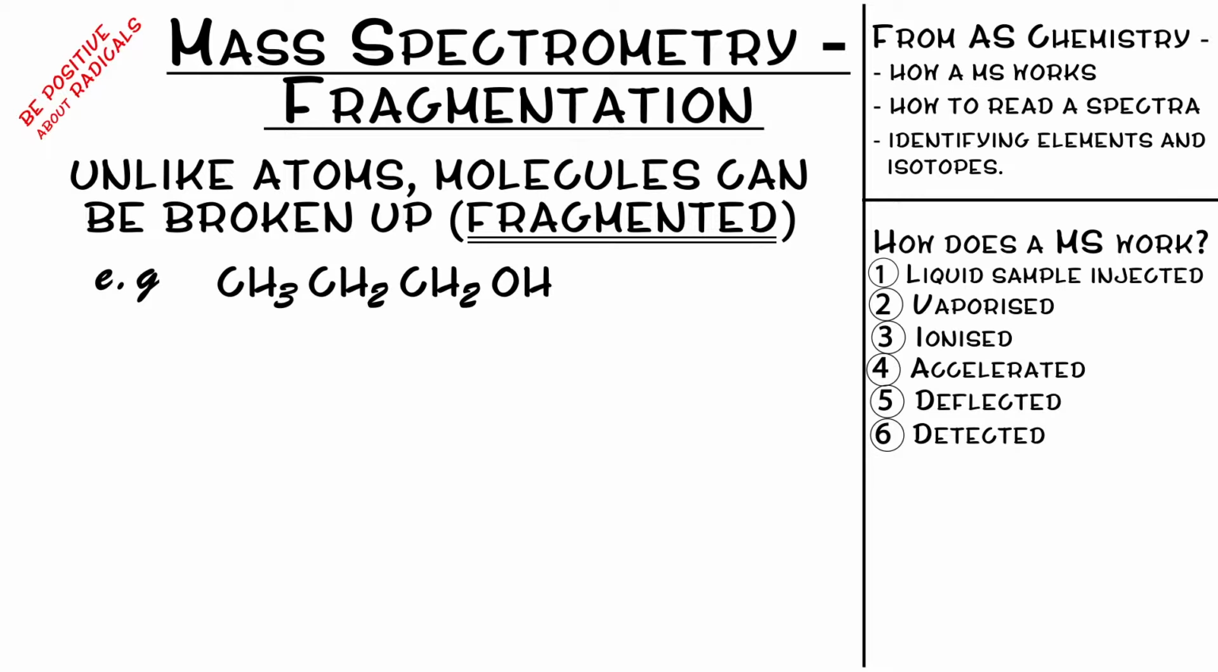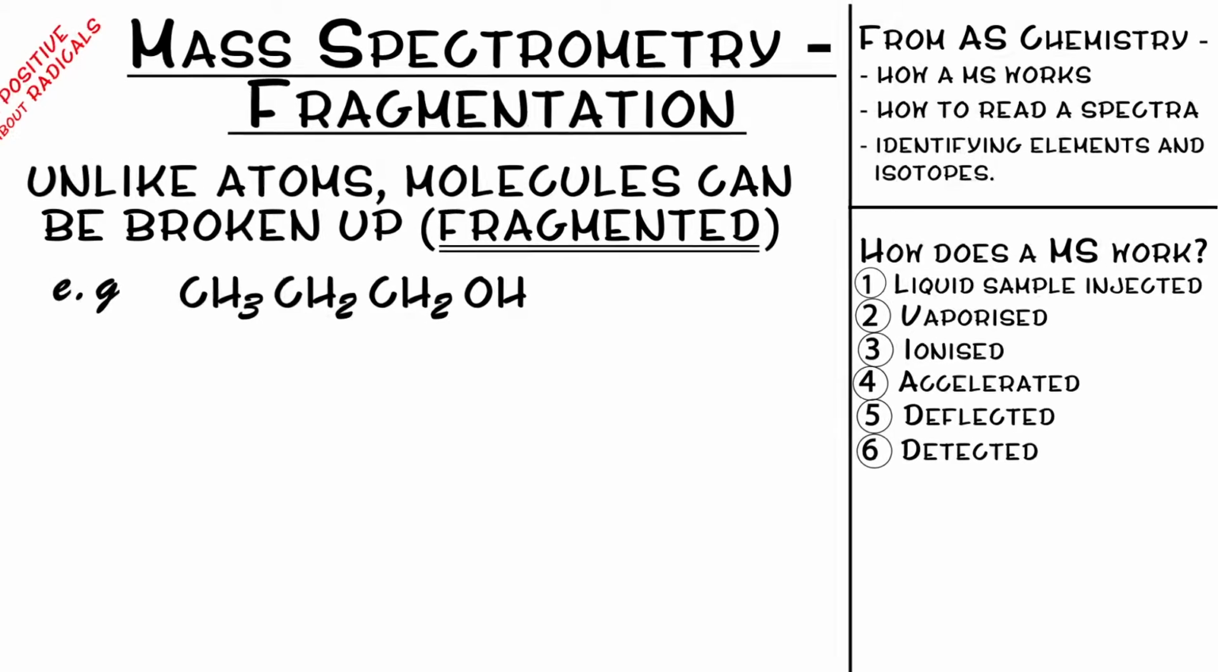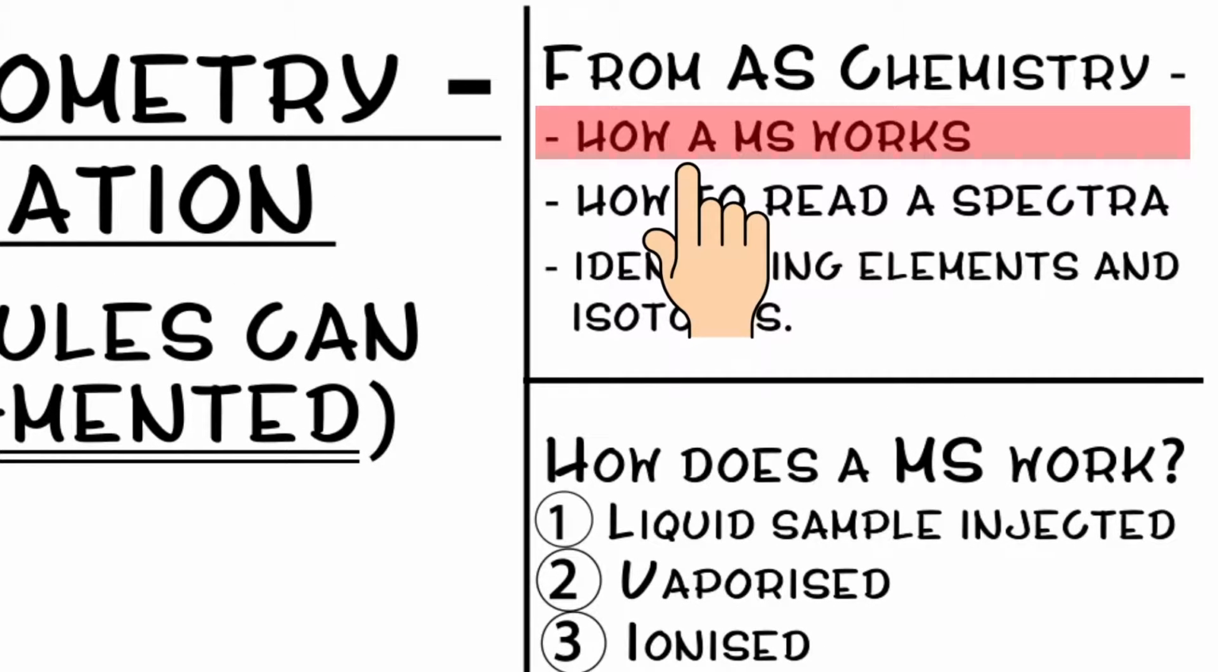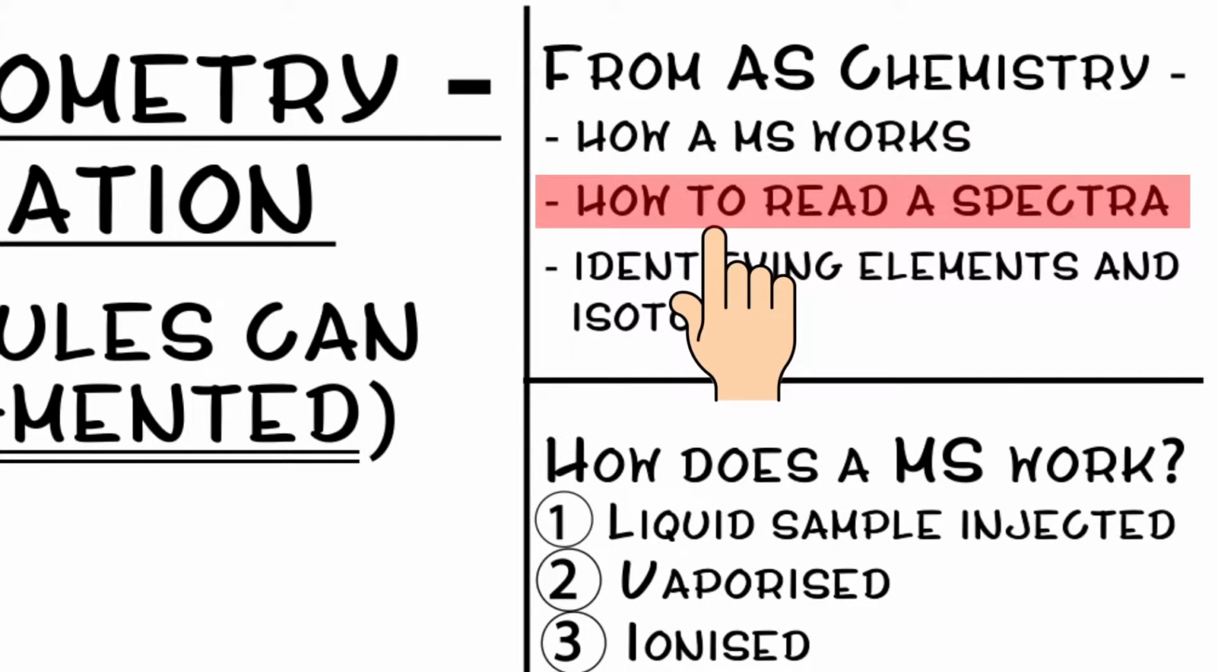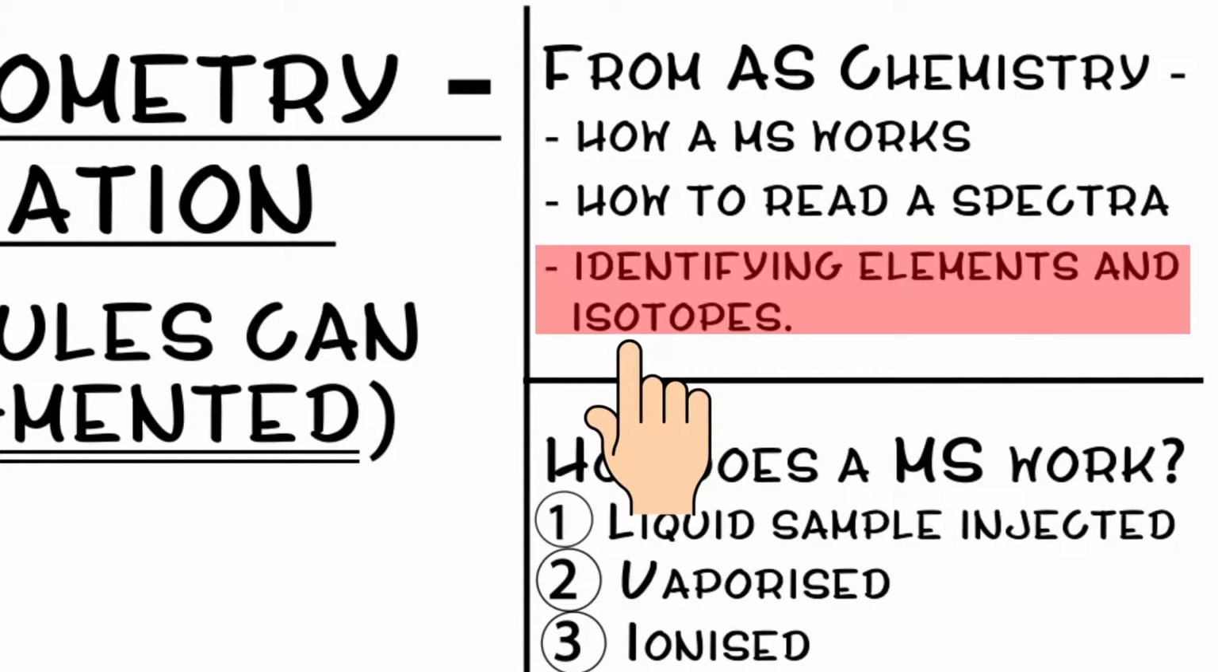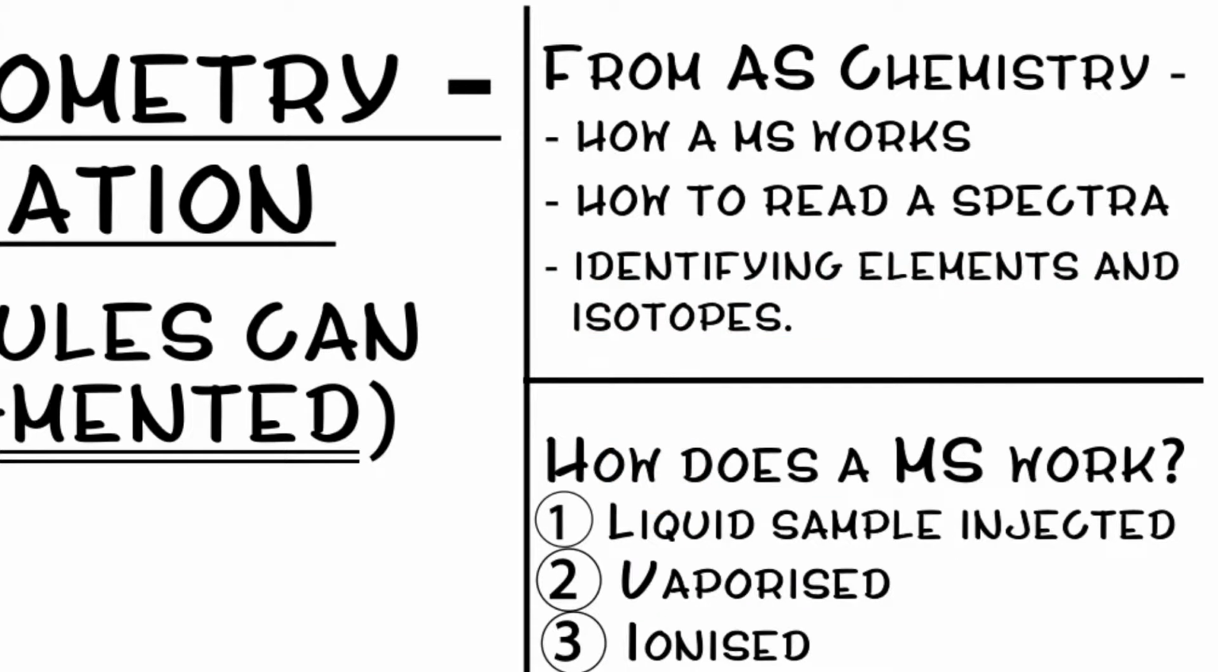Now I've made a list of some of the ideas that you should really know from AS chemistry, and this is how a mass spectrometer works, how to read a spectrum as well, and also identifying elements and isotopes as well. So if you're not sure on how to do some of those basic mass spectrometry tasks, then there are videos that are linked for this. So if you just look at my AS chemistry playlist, and do a search for mass spectrometry, you can find some videos on there first. But for the purposes of this, I'm going to assume that you know some basic mass spectrometry already.